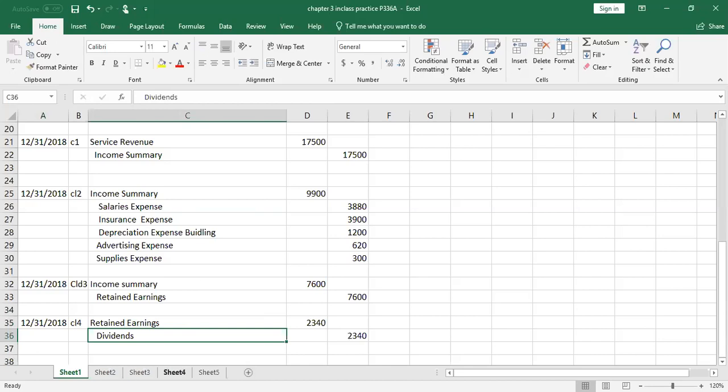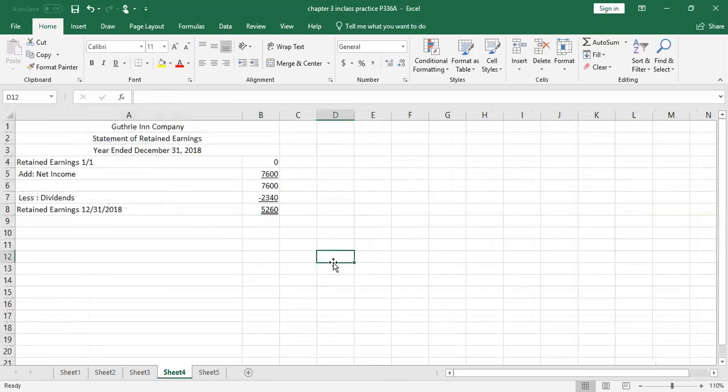Now, how else do we know we're right? We already reported this on our statement of retained earnings. So if we have an account called retained earnings, it had better agree to the balance we reported to our decision makers.